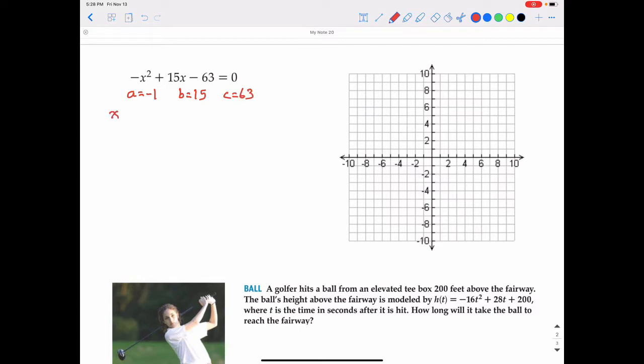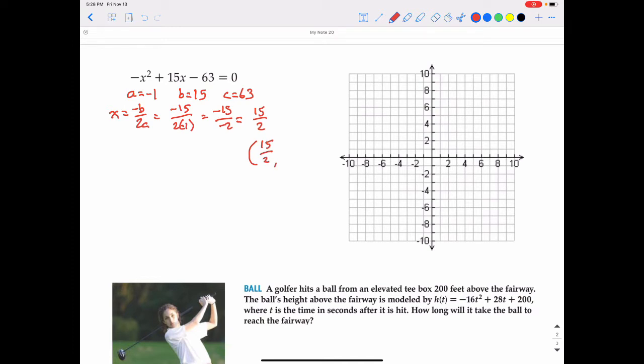So again, using our x equals negative b over 2a formula, that's going to be negative 15 over 2 times, excuse me, 2 times negative 1. Don't forget your pesky negatives, Mr. Corder. That's going to be negative 15 over negative 2, which is going to be positive 15 halves. So the x value of the vertex will be located at positive 15 halves.